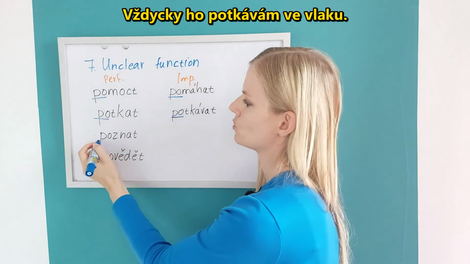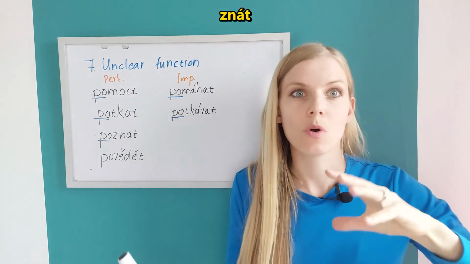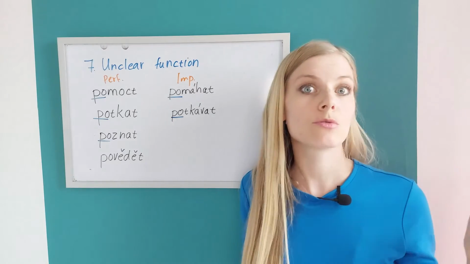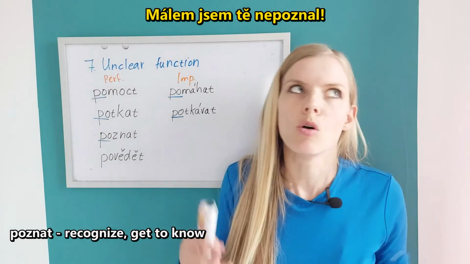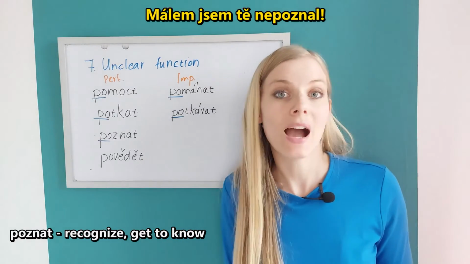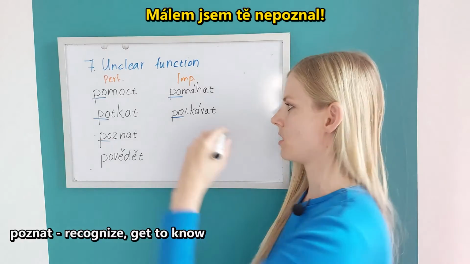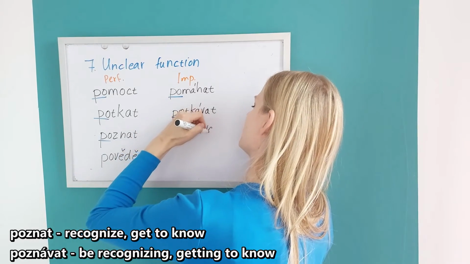Poznat means to recognize, and it comes from the verb znát, to know someone or something. Poznat doesn't have that accent. It means to recognize. Poznat. Málem jsem tě nepoznal. I almost didn't recognize you. And of course, we also have the imperfective form, and that is poznávat.